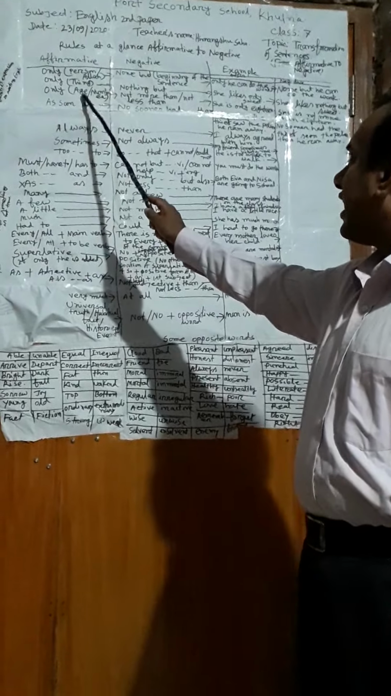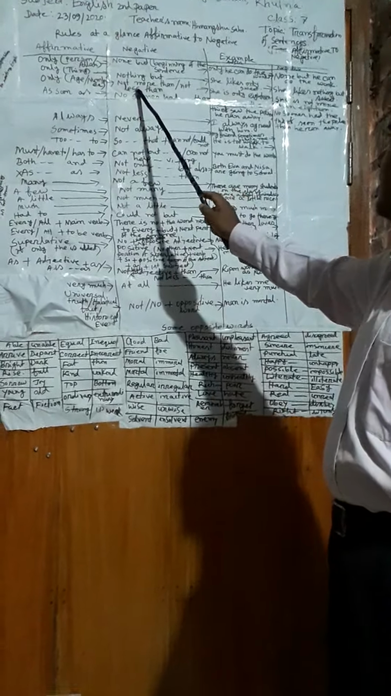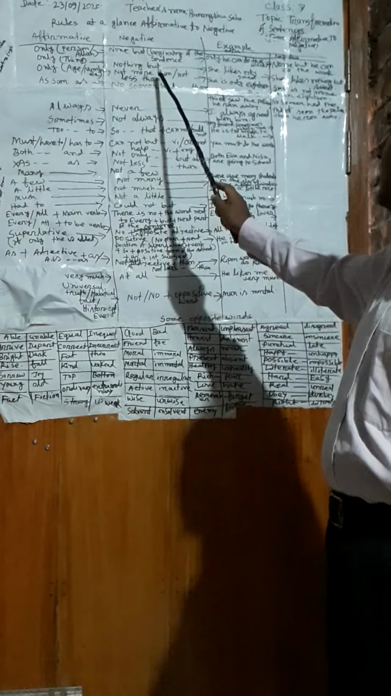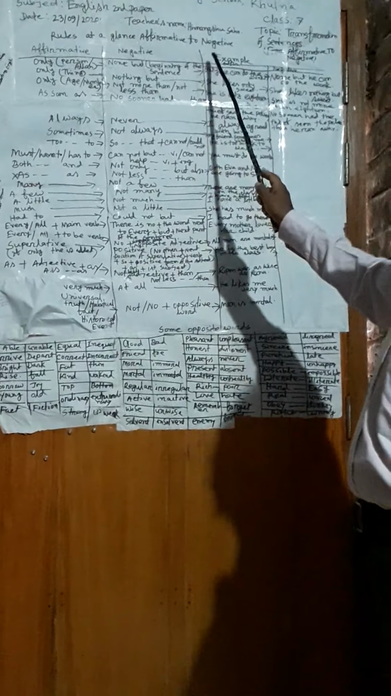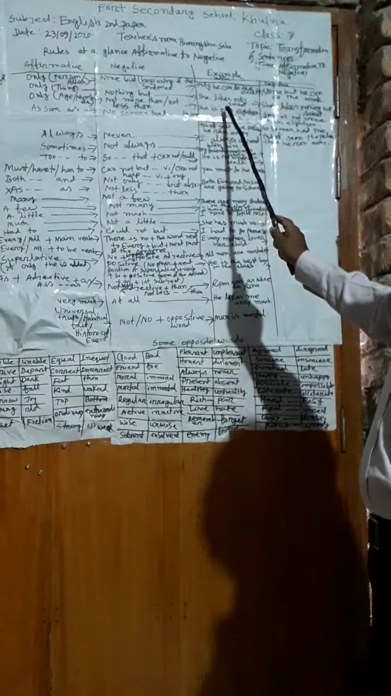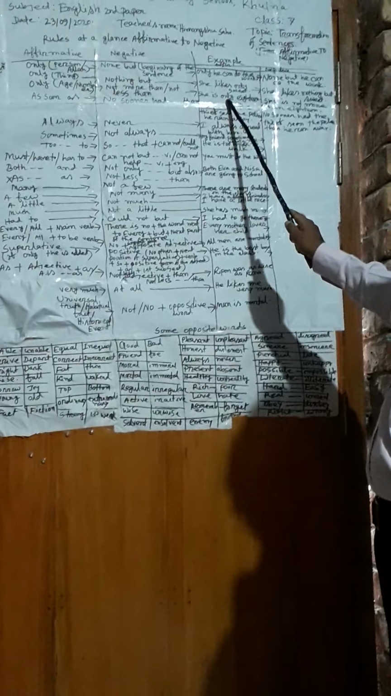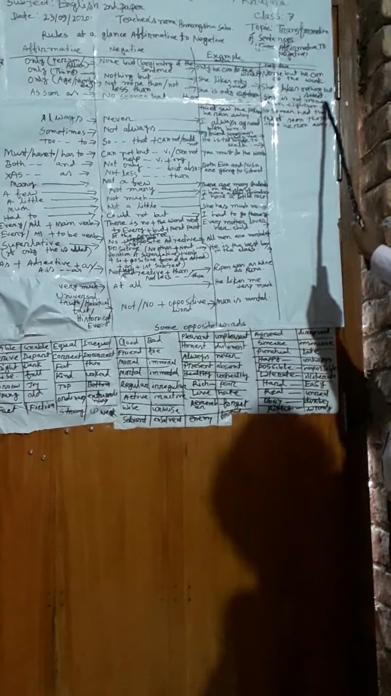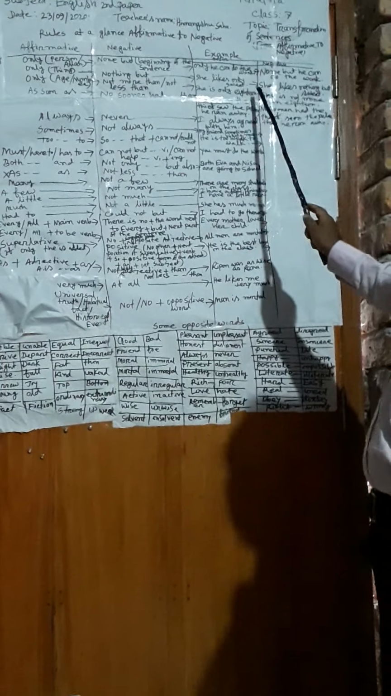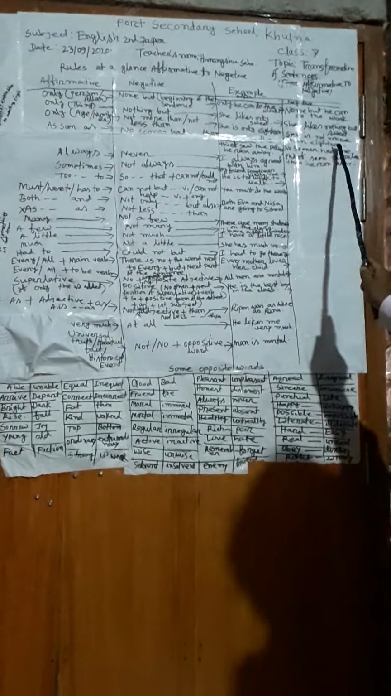Only for age or number, you have to use not more than or not less than in a negative sentence. For example, "She is only 18." Here only represents age. So you have to omit only and use not more than, and the answer will be "She is not more than 18." You can use not less than instead of not more than.